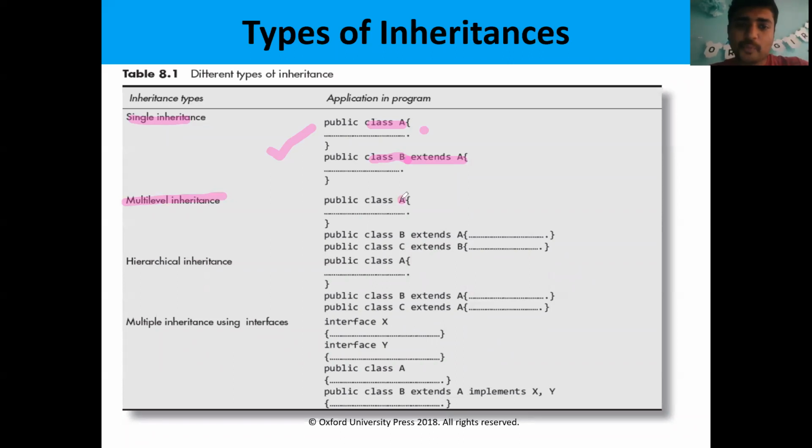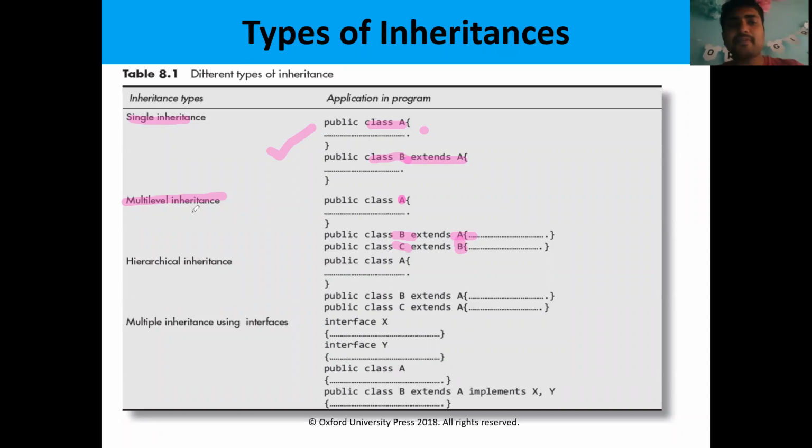Suppose here A is the superclass. B is the subclass, C is the subclass. So B extends the properties from A. Here B is the subclass, A is the superclass. In the next class, C is the subclass, but here B is the superclass. So B is the superclass for class C.